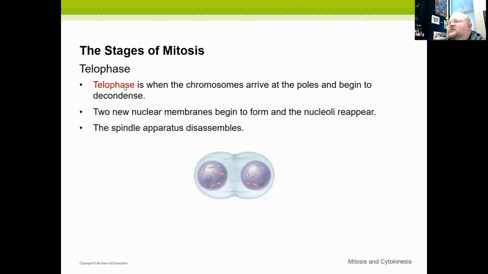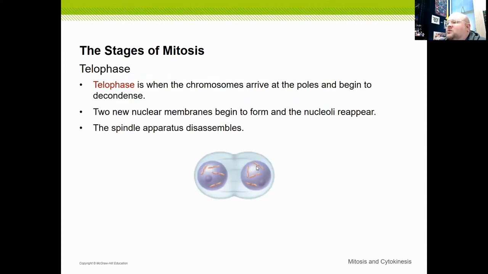And then we close with telophase, where the chromosomes arrive at the opposite poles of the cell. They begin to decondense, turning back into chromatin. Two new nuclear membranes begin to form, and then the nucleoli reappear. The spindle apparatus disassembles. And that's the end of mitosis.